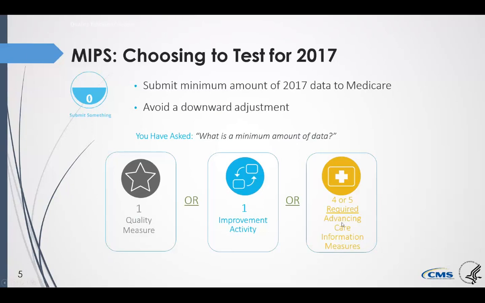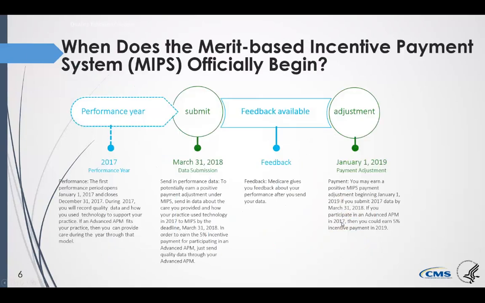When does this MIPS system officially begin? So essentially, in 2017, that was your performance period, and that closed on December the 31st, 2017. Submission deadline is March the 31st, 2018, and feedback then becomes available through CMS. We don't know exactly when, but probably more like the end of summer, you'll start hearing from them. And on January 1, 2019, we will start to see adjustments.